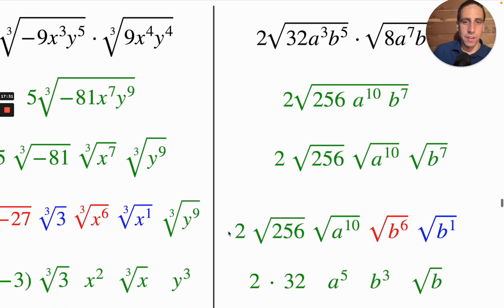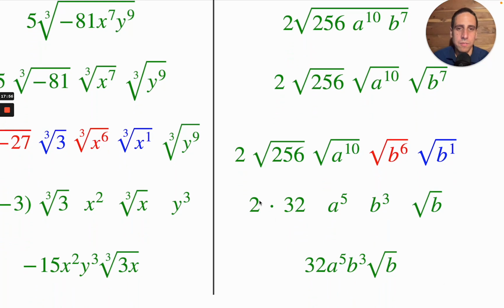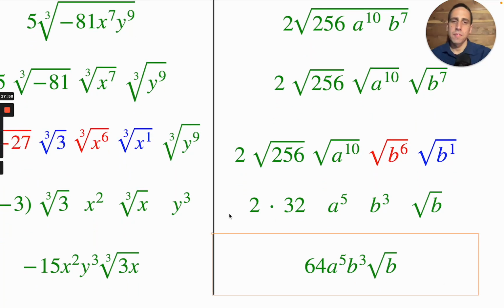So there it is. 2 goes along for the ride. Square root of 256 is 32. Square root of a to the 10th is a to the 5th. Even, odd. This would have to have an absolute value, except the instructions say we don't need it. Same thing here. Even, odd. There's an unwritten 2 here. And then the blue, square root of b to the first just goes along for the ride. Collecting everything. Oh, this should be 64, a to the 5th, b to the 3rd, times the square root of b.